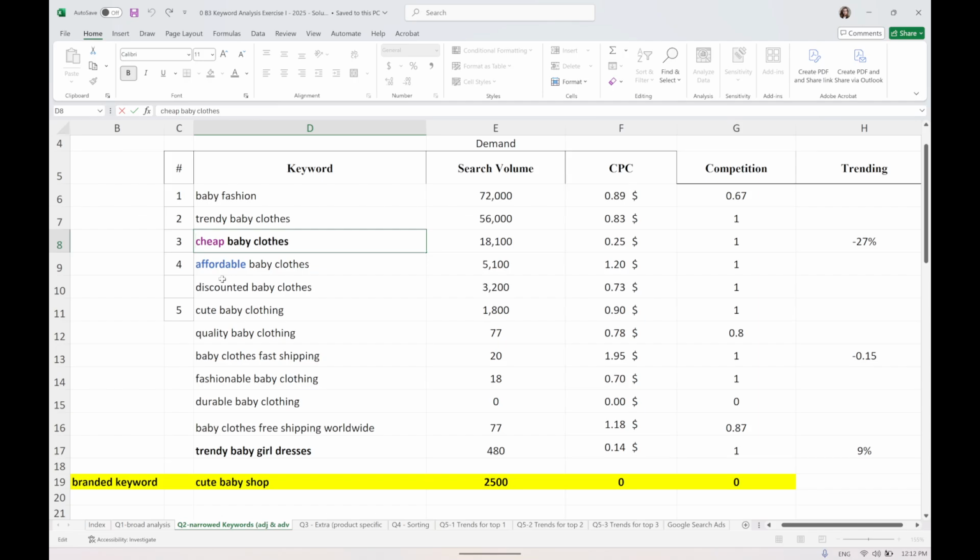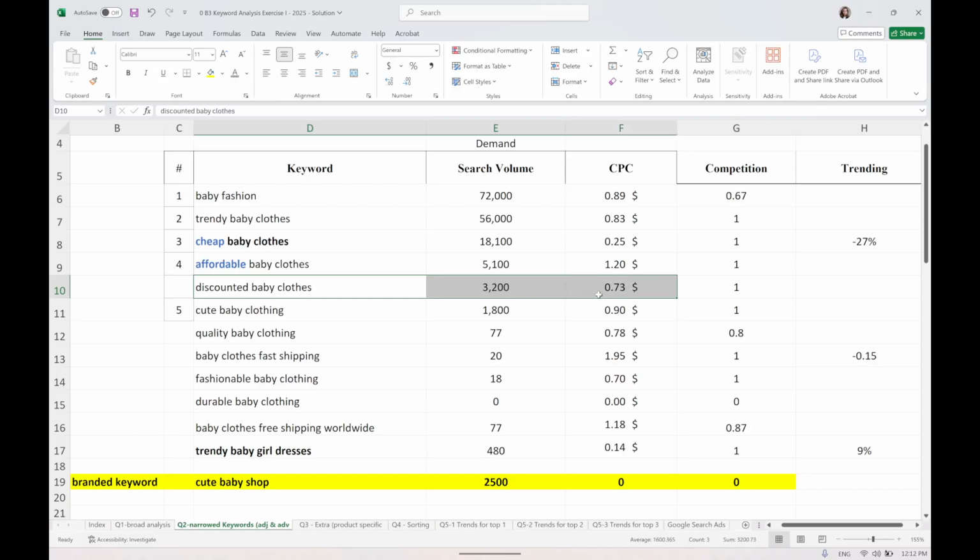So in this case, why not, right? Why not? Discounted baby clothes. This is a genius student who suggested discounted. I never looked into discounted, but this is a really amazing keyword that we could use as businesses if we don't want to jump onto affordable, because look, it has a lower CPC, but also relatively a lower search volume. If it had almost similar search volume, I would have said this is quite a discovery. Cute baby clothes. Well, this is our brand name, the client's brand name.